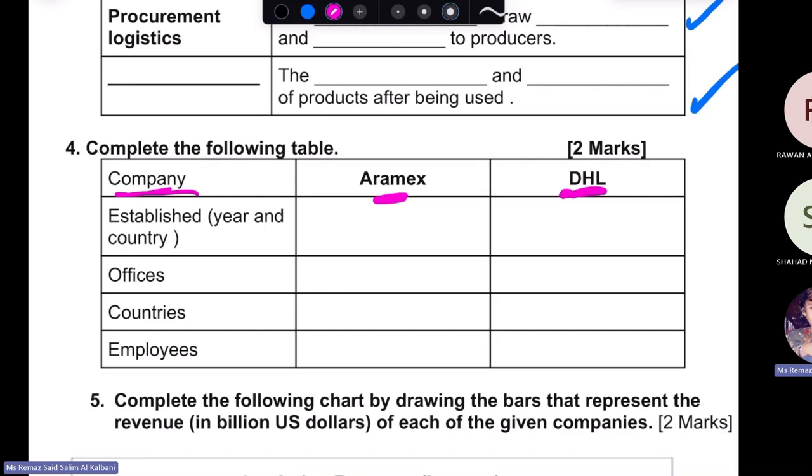You have two companies. Okay, so what are the elements that the speaker discusses? You have the established year and country, the year in which it was founded and the country. You have offices, the number of offices, how many here, how many countries it is in. Employees, the number of employees in this company and in that company. Is it clear?